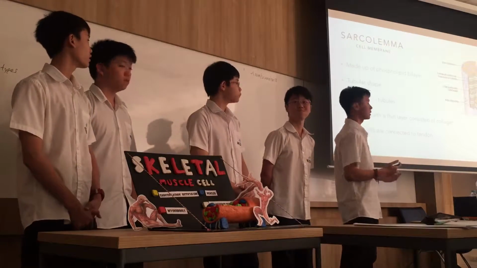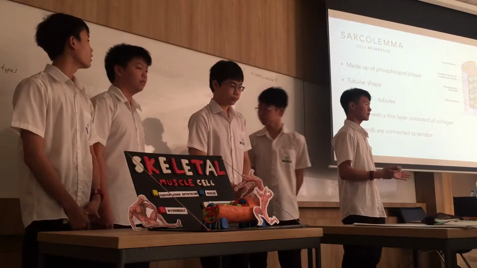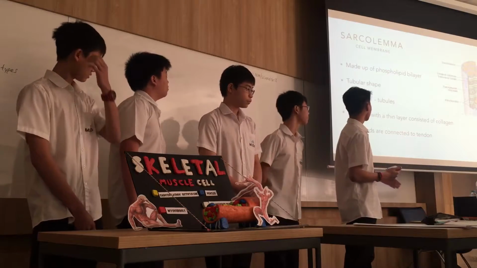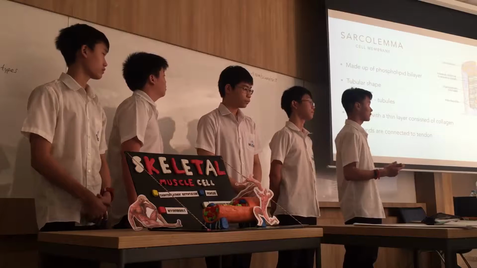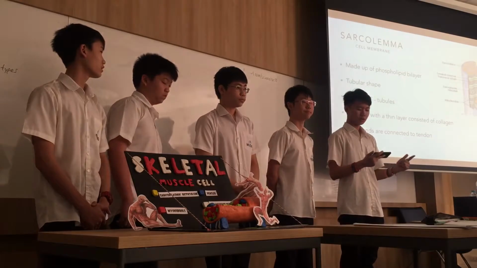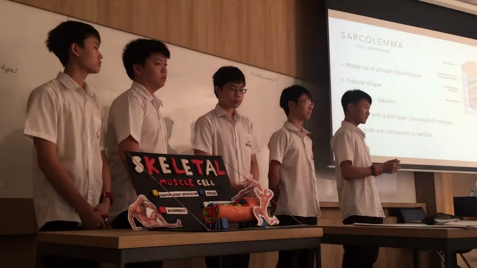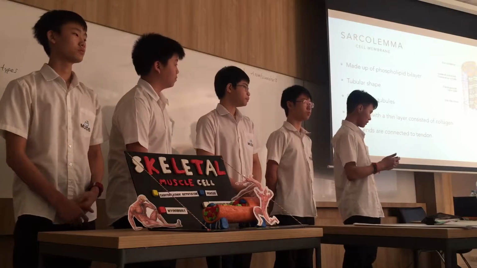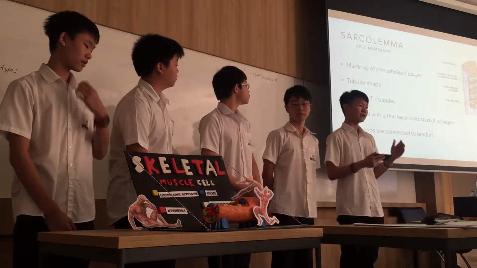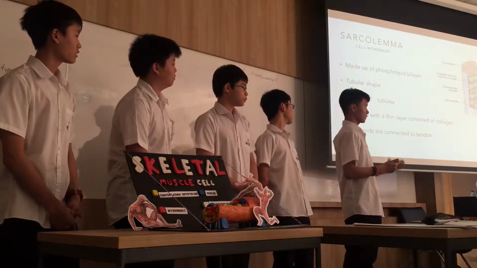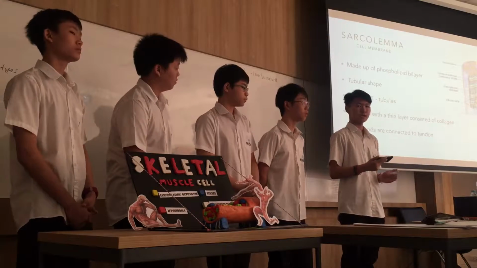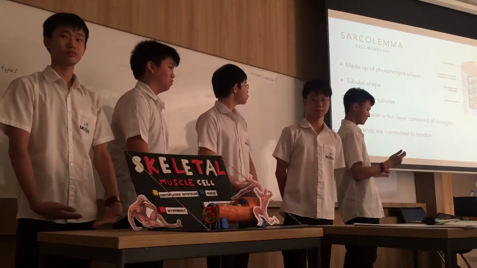The next one, sarcolemma, also known as the cell membrane, which is the same as a general cell membrane, made up of phospholipid bilayer, and it is tubular in shape. Also, it forms T-tubules that we're going to talk about later, and it is covered with a thin layer of collagen that helps the flexibility of the cell when we contract and relax.